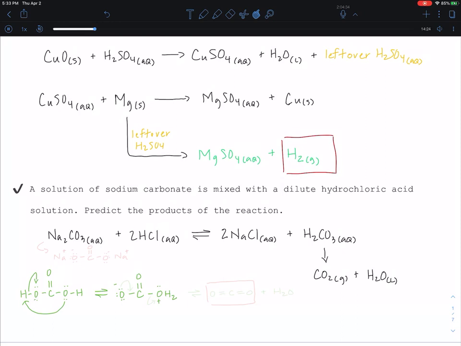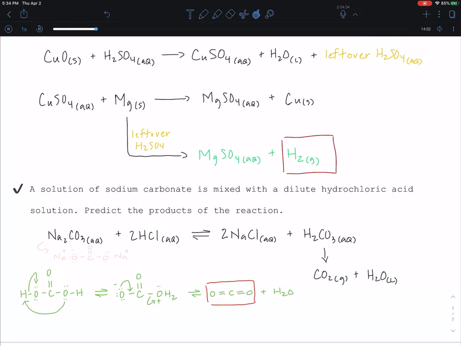Right, so see that water molecule just dying to leave over there? What if I were to take these electrons and share them here and kick that off? Then what do I get? Carbon dioxide and water. This right here is your gas.